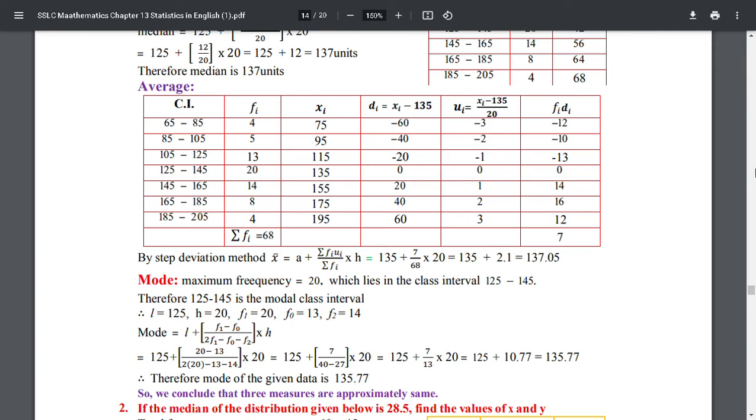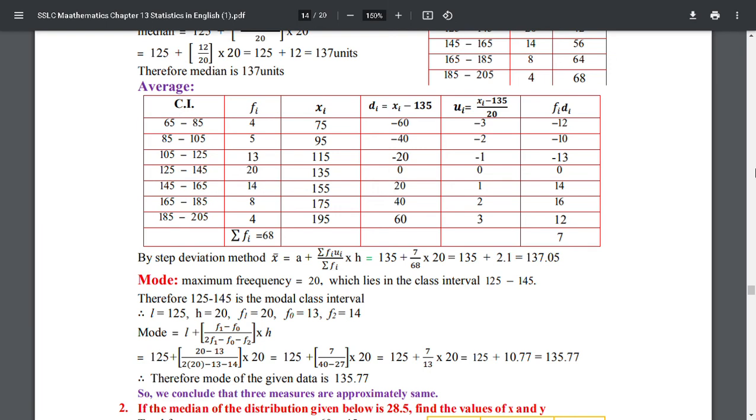Next we find Di. 75 minus 135 is equal to minus 60. 95 minus 135 is equal to minus 40. 115 minus 135 is equal to minus 20. 135 minus 135 is equal to 0. 155 minus 135 is equal to plus 20. 175 minus 135 is equal to 40. 195 minus 135 is equal to 60.